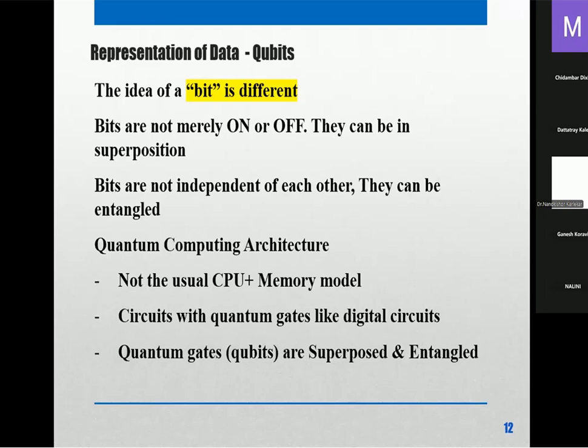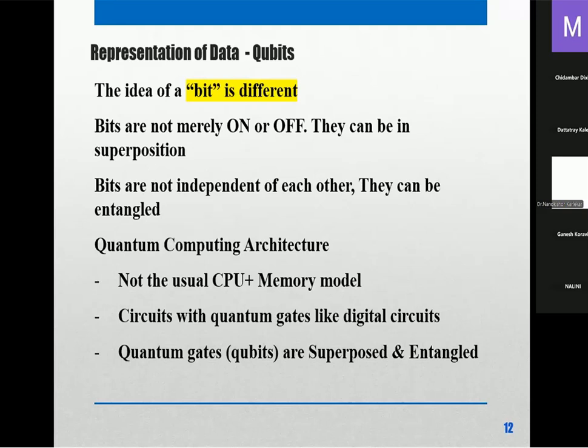Only a polarization concept is used to understand and capture the data, apart from on or off. The notation of a bit is different in quantum computing. In quantum, a bit is not, as we said, just on or off. It can be in superposition. Bits are not independent of each other. They can be entangled. There is a fundamental difference in the way we program quantum computers.